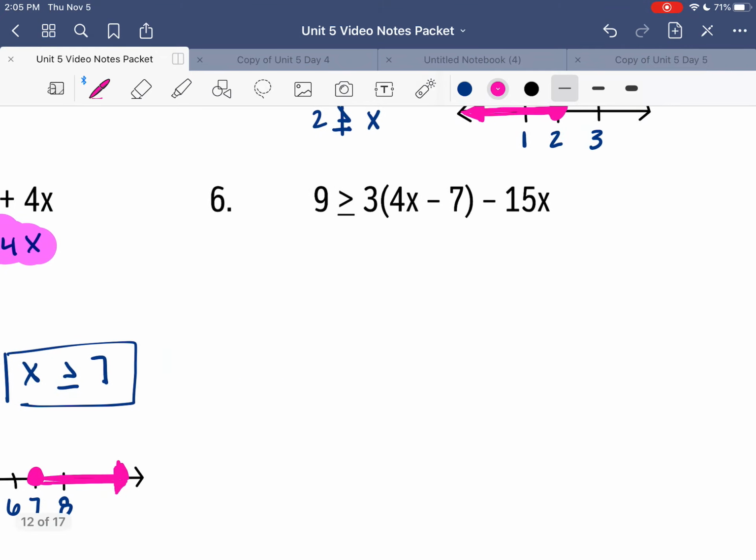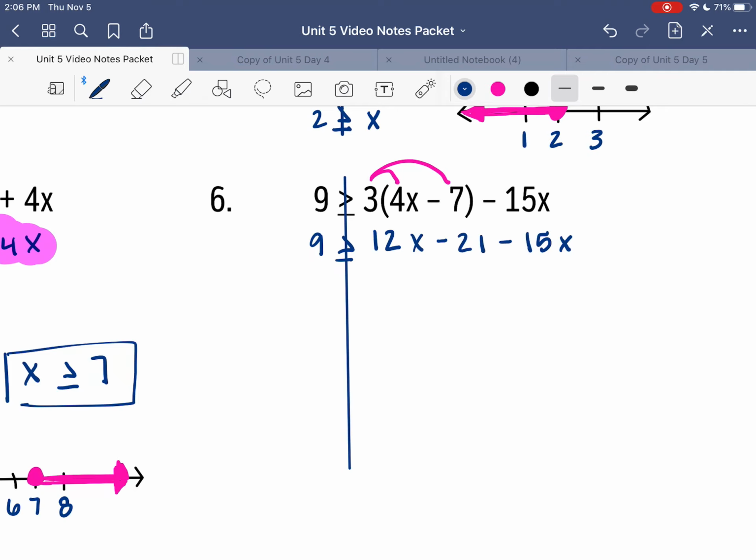All right, last problem. I would suggest giving this one a try. See how you do. We've got, very similar to the last one actually. We're going to start by distributing. So I'm going to take that 3, multiply it by everything in the parentheses. So that'd be 3 times 4x is 12x. 3 times negative 7 is negative 21 minus 15x.